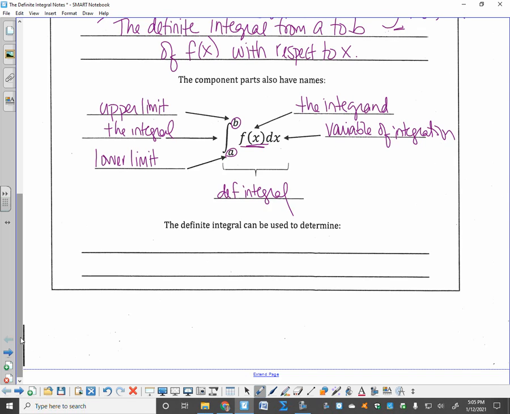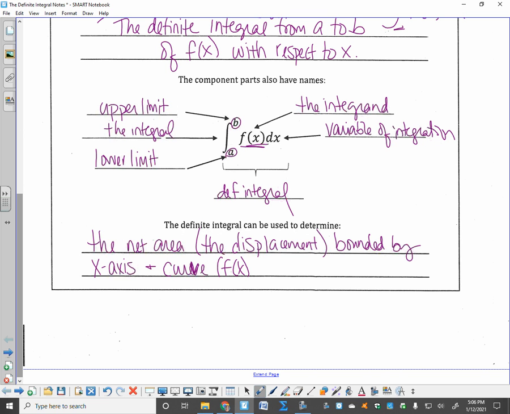The definite integral can be used to determine the net area or the displacement bounded by the x-axis and the curve, and the curve is f of x, between the vertical lines x equals a and x equals b.